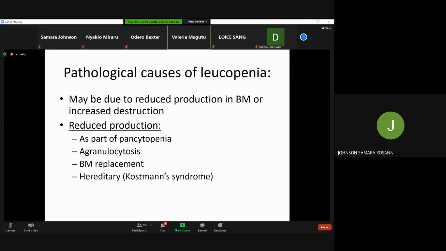Okay, so what are some of the pathological causes of leukopenia? You can get a white cell count reduction because either they're not being produced adequately in bone marrow, or they're being destroyed. There's an increased destruction. So causes of reduced production include, as part of a pancytopenia, generally, there's something wrong with your marrow in general, or your hemopoiesis in general. You can have one group affected, like an agranulocytosis. You could have your bone marrow being replaced either by metastatic CA or fibrosis, or it could be hereditary, and we'll discuss this when we talk about the bone marrow failure syndromes.